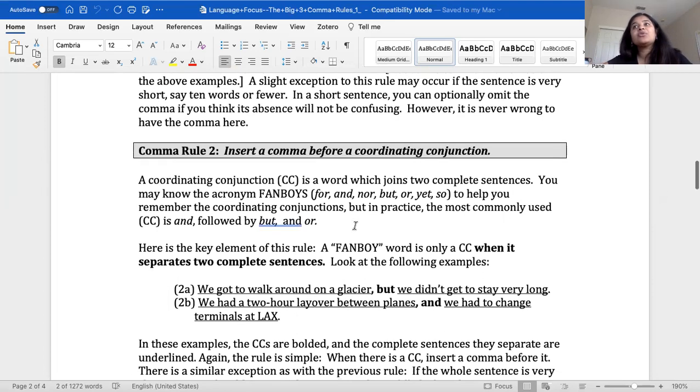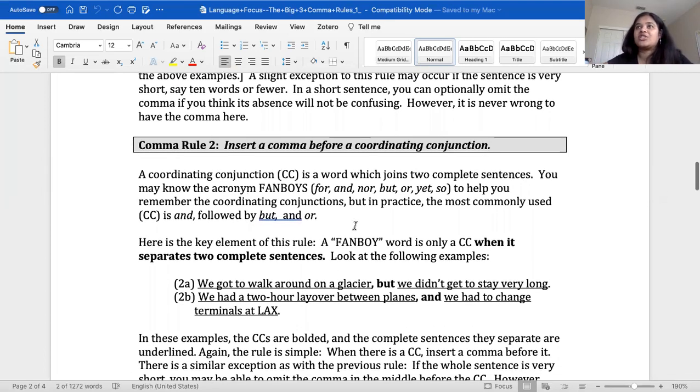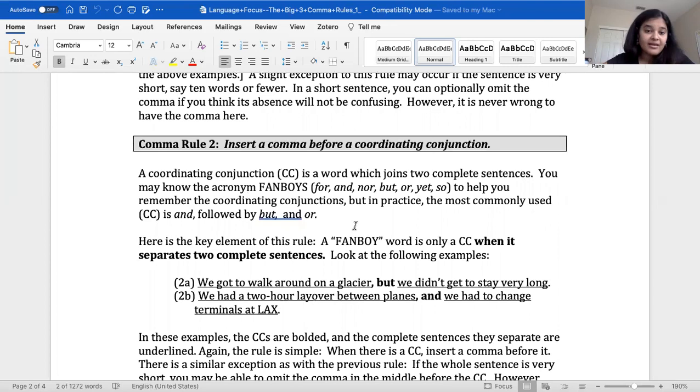But in practice, the most commonly used coordinating conjunction is and, followed by but, and or. These are the most commonly used coordinating conjunctions.